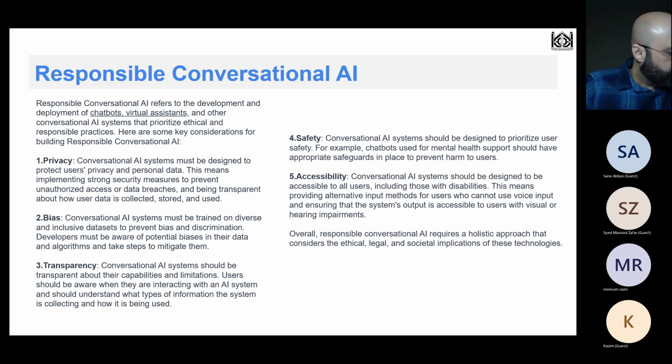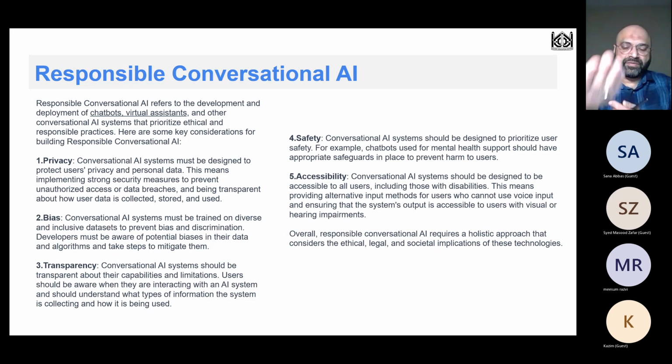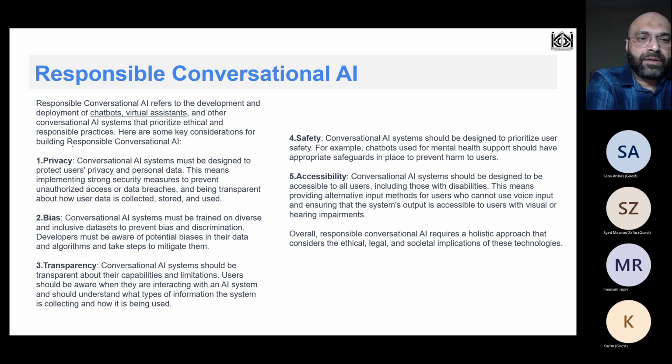Responsible conversational AI. Conversational AIs are the ones that have the capability to converse with people. Either I am conversing and the system is listening, or the system is conversing and I'm listening or consuming the data. Chatbots are one example, and the Alexa service is another example, right? The responsible factors for conversational AI are privacy, bias, transparency, safety, and accessibility.